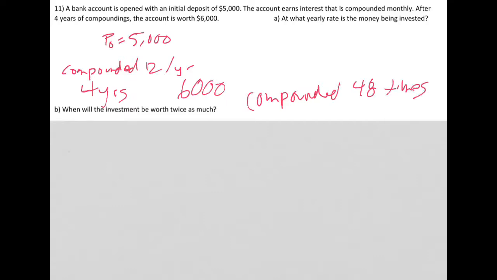After 4 years of compoundings, the account is worth $6,000. What yearly rate is the money being invested? So let's figure out how much money is made. It's compounded 12 times per year, and we are earning interest for 4 years. So that means 4 times 12 gives you 48. This has been compounded 48 times. And remember that the number of compoundings is essentially what your exponent should be.